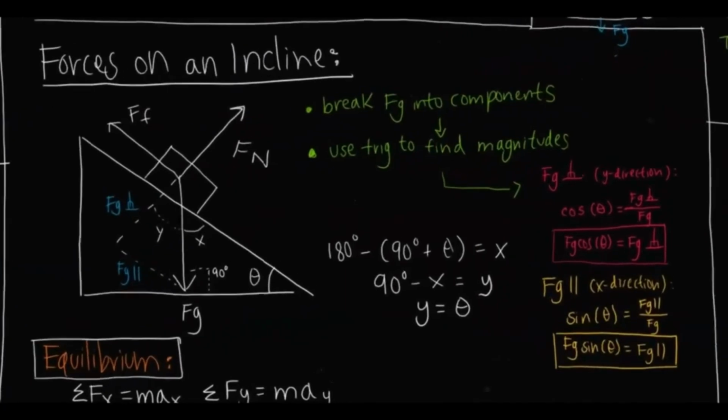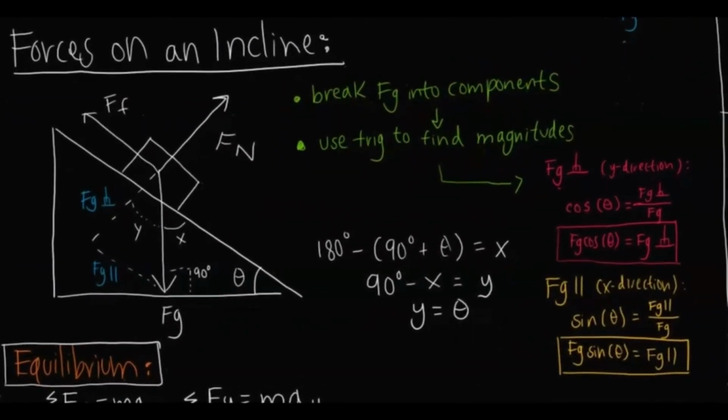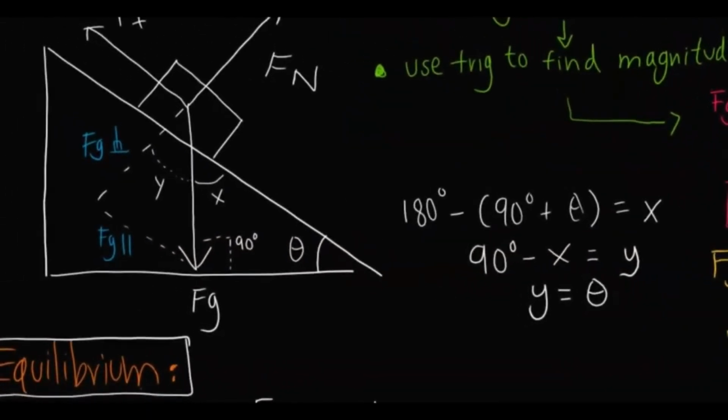Now, let's look at forces on an incline. Whenever you have a block on an incline, or just any object, you can break the force of gravity into its components, because very similar to the force of tension in the sled problems, it acts on x and y differently. We call those directions FG perpendicular for the y and FG parallel for the x. I'm going to use trig to find the magnitudes, and here's a little proof to see which angle in that right triangle you create is actually theta.